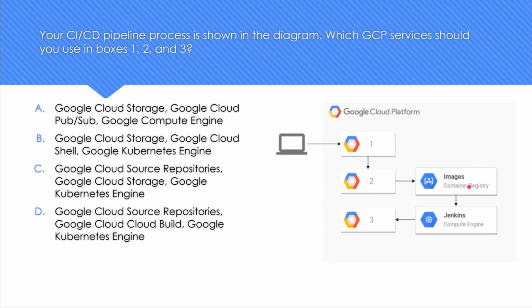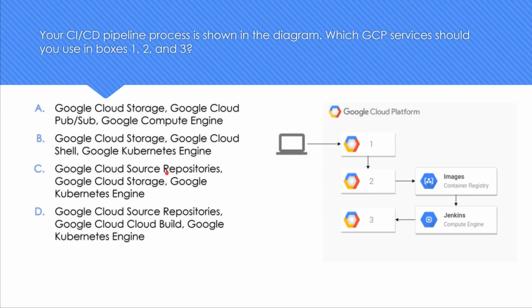So it goes to GCR. Then Jenkins comes, which is currently hosted in Compute Engine. It can also be hosted on Kubernetes Engine. Then it's going to do a deployment to where? Kubernetes. So Cloud Build, Kubernetes, over. What could the first box be? Basically your source repository, Cloud Source Repository. So D looks like a good choice.